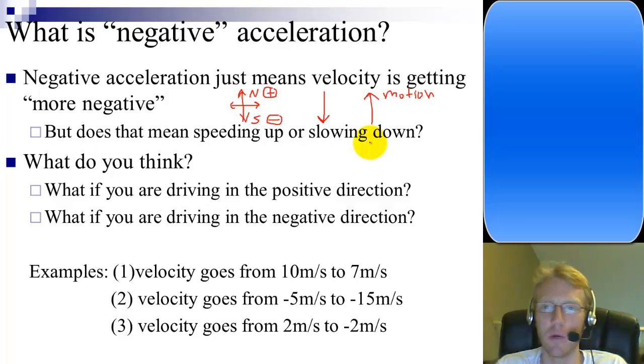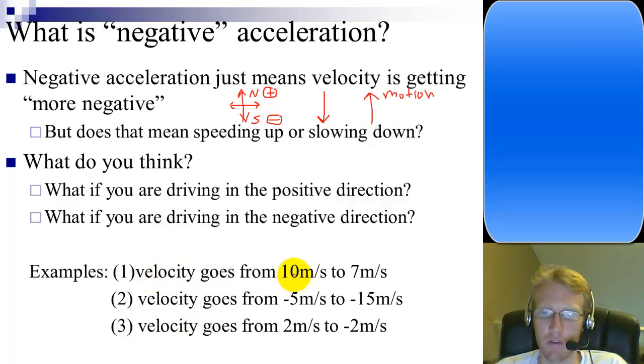If your acceleration points in the opposite direction of your velocity, whether it's north-south or south-north, as long as they're opposite, you'll be slowing down. So in your head, when you see negative acceleration, you almost always automatically think, oh, it's slowing down. But just be very careful that it's not always going to mean that. So let's look at 3 examples.